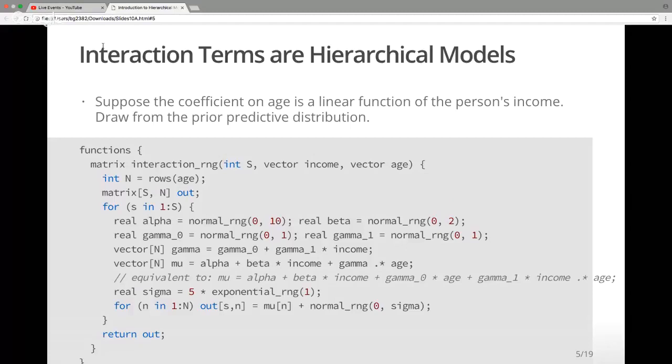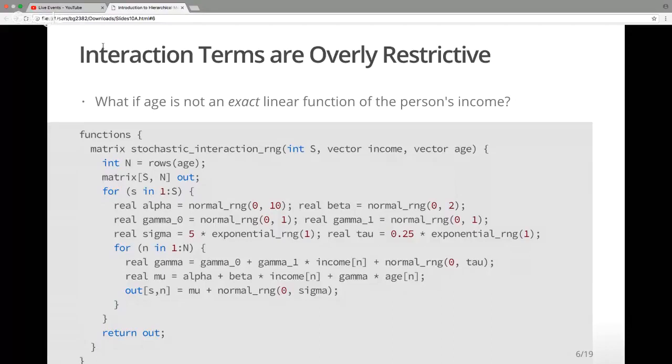Similarly, it's weird, albeit entirely common, for people to say, okay, gamma is an exact linear function of income. No deviation in the coefficient on age for two people who have the same income level. Whereas a more realistic thing might be to say, okay, there's a roughly linear relationship between income and the coefficient on age, but it's something that has fundamental noise in it.